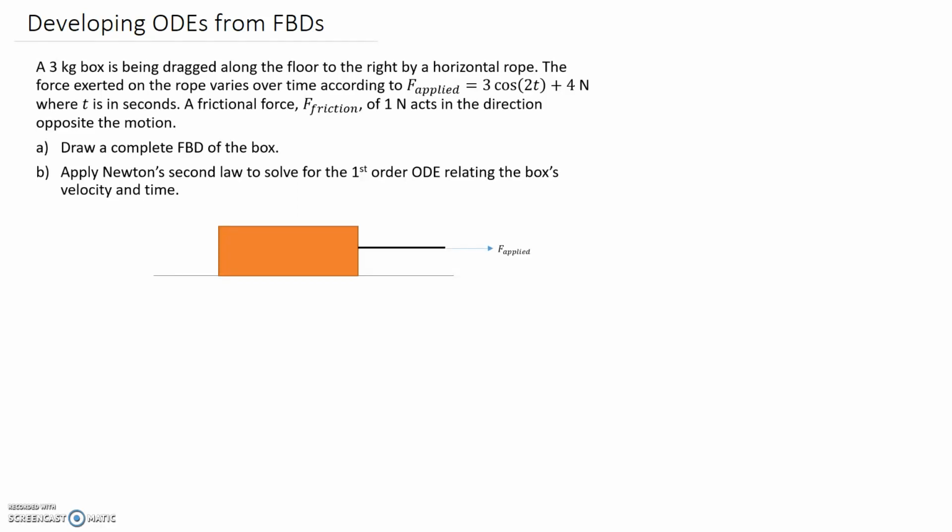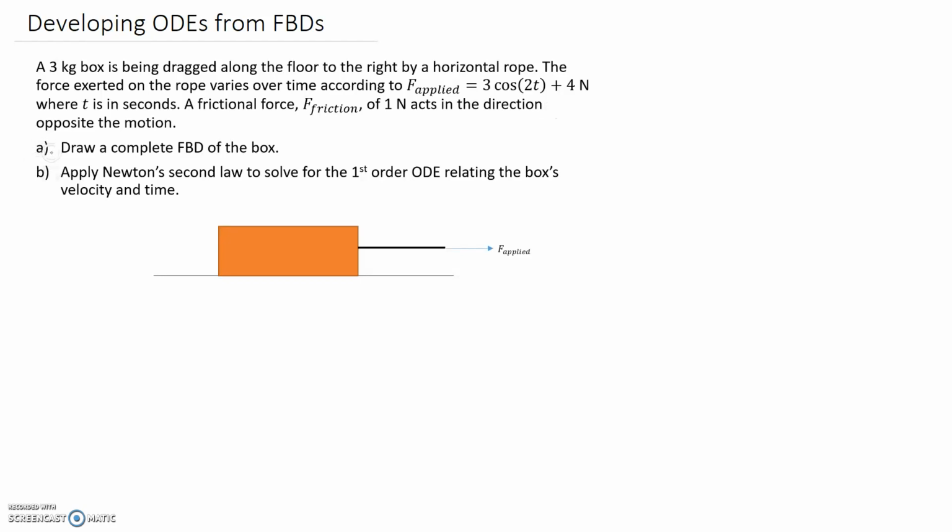So a 3 kilogram box is being dragged along the floor to the right by a horizontal rope. The force exerted on the rope varies over time according to this particular equation, which is in newtons, and t is in seconds. A friction force of 1 newton acts in the direction opposite the motion.